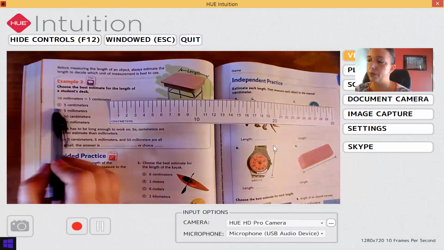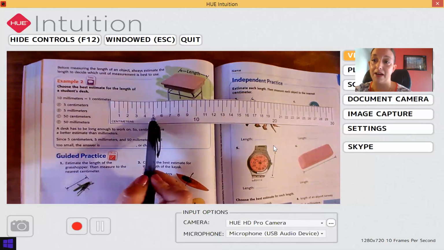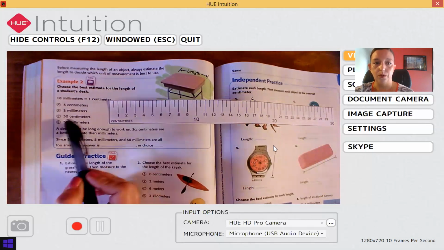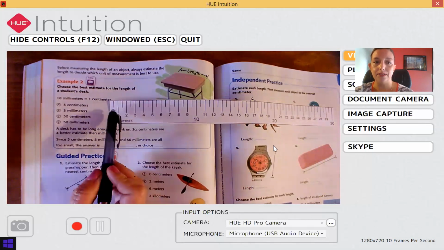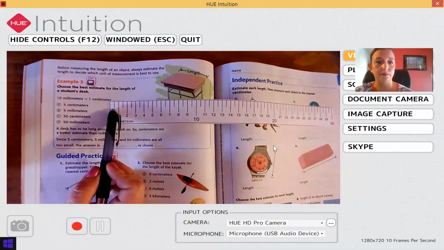5 centimeters would only be this long, or the length of about 5 ladybugs. Now, I don't know anybody who has a desk that tiny, right? So that's not a good estimate. 5 millimeters would be about half of a centimeter, another tiny desk. Nope, not gonna work, right?